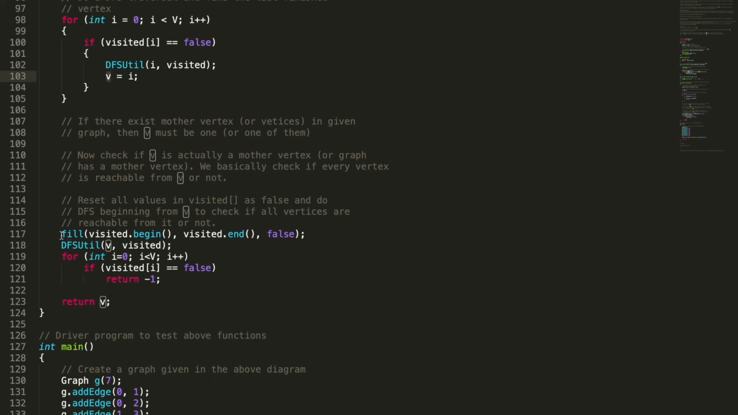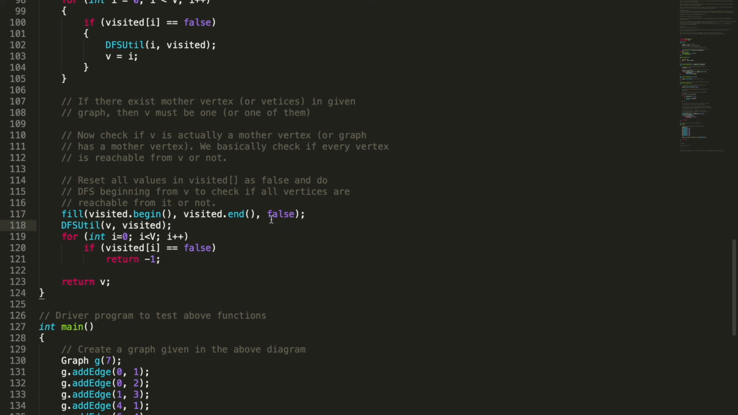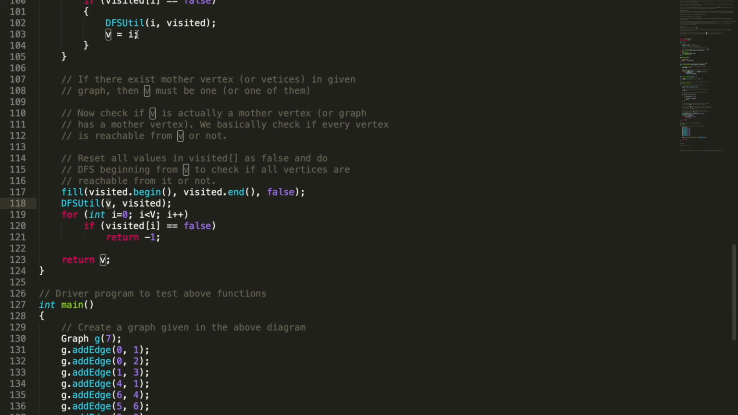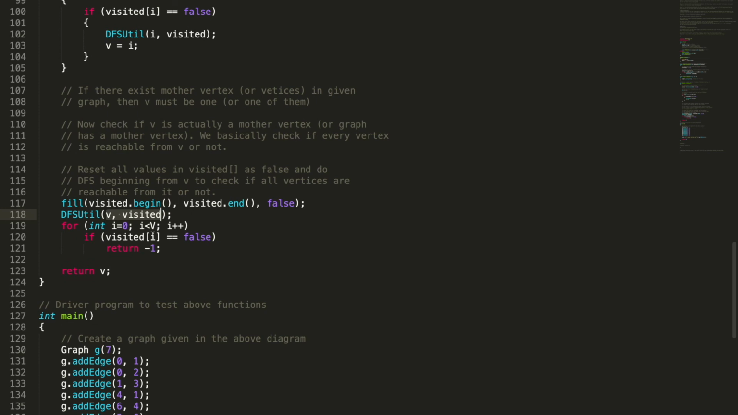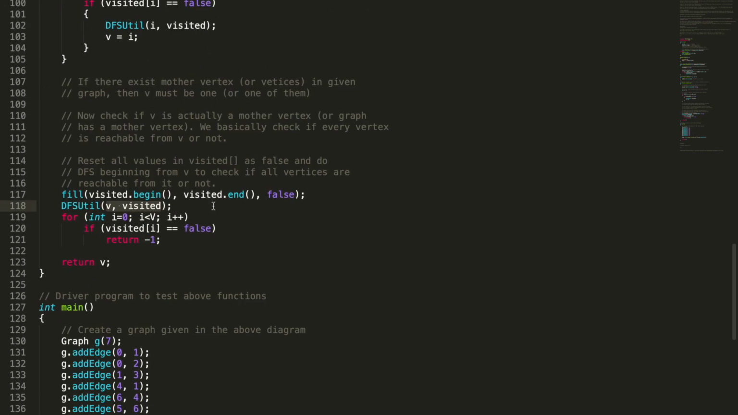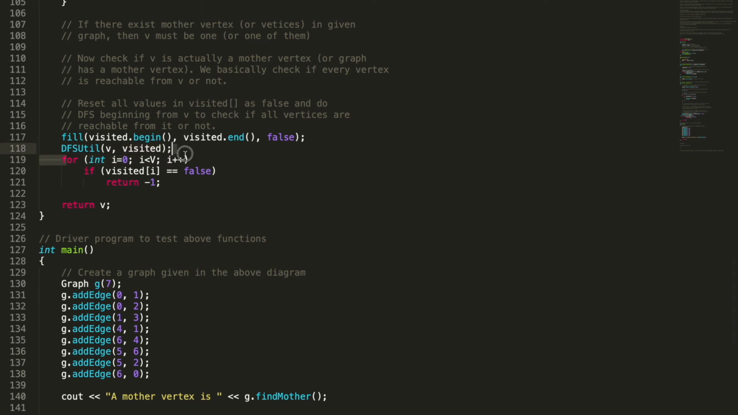First of all you're going to use the fill function to mark your visited array as false again. Why? Because we have already performed a DFS once, and after doing that DFS our visited array must have been marked true. So we have to actually reset it to false, and then we have to call our DFS util function, but this time with that particular vertex that we have got here and our visited array. It is going to traverse everything, and then at that point you're going to check again your visited array.